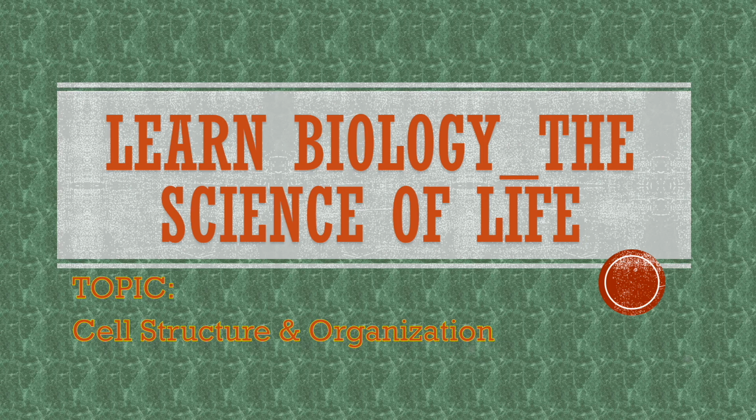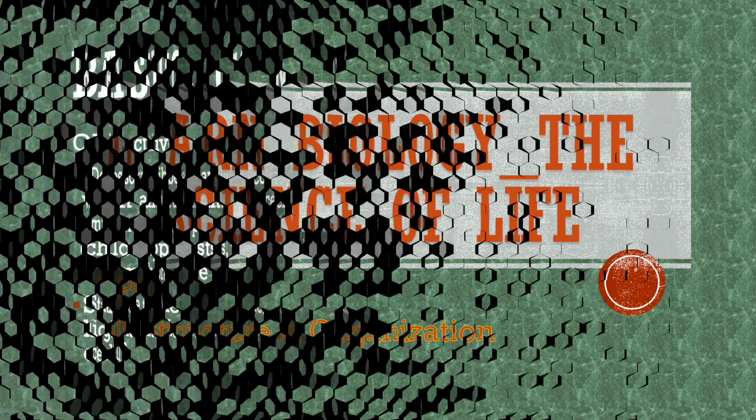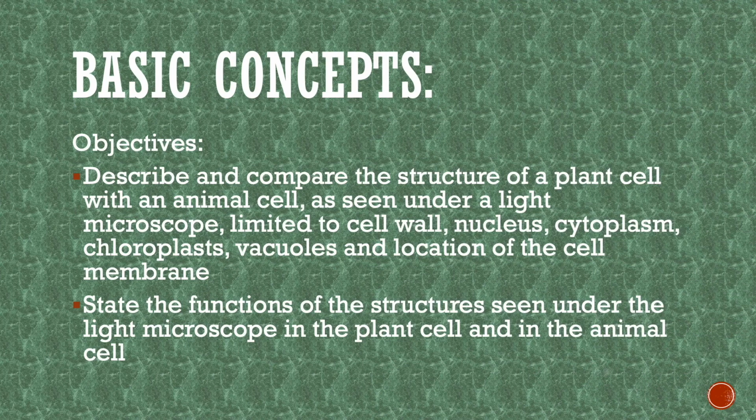And our topic for today is all about cell structure and organization. Basic concepts. Objectives. Describe and compare the structure of a plant cell with an animal cell, as seen under a light microscope, limited to cell wall, nucleus, cytoplasm, chloroplast, vacuoles, and location of the cell membrane. State the functions of the structures seen under the light microscope in a plant cell and in the animal cell.